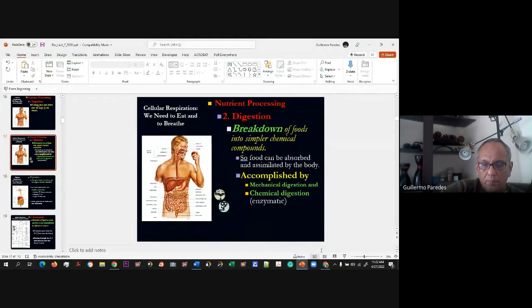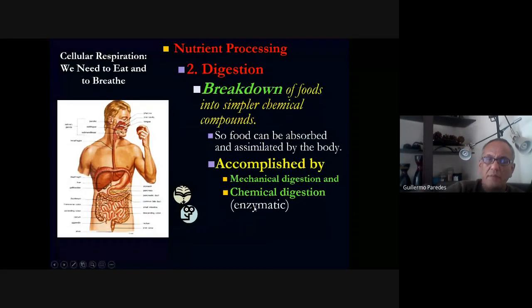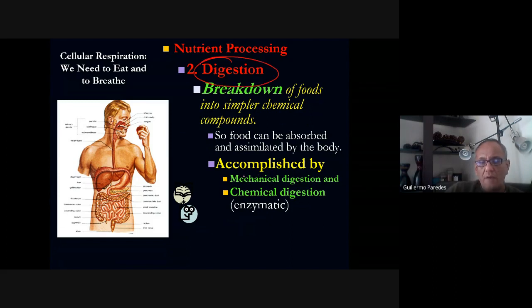Okay, so that is assimilation. Assimilation is when the nutrients are going to become part of your body. Okay? All right, so here we have that digestion is going to have two components: mechanical digestion, that we already talked about, and chemical digestion.